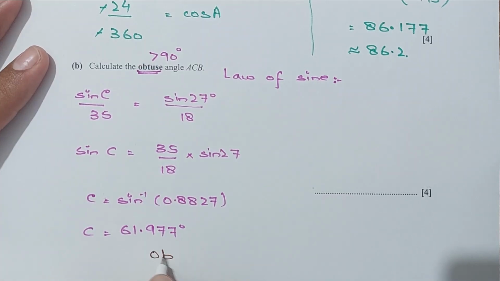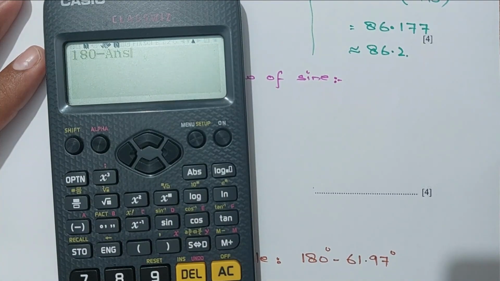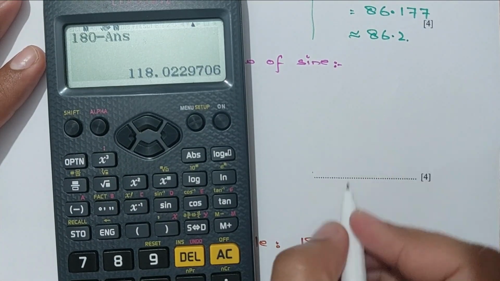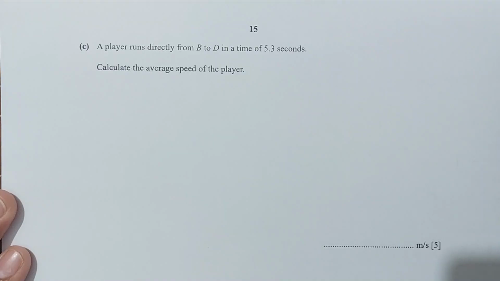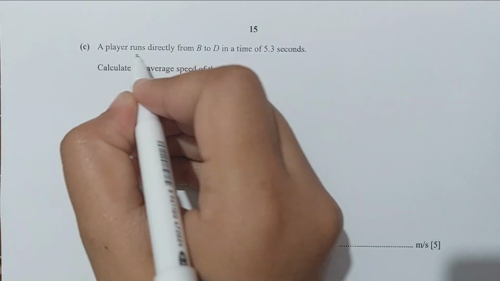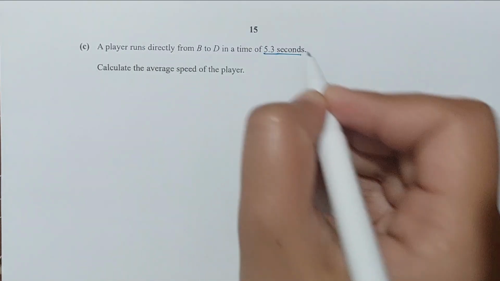Now here we have to use the ambiguous case because we need to find the angle more than 90. So for the obtuse angle, from 180 degrees we have to subtract this angle, 61.97. 180 take away the answer. This is an obtuse angle, which is 118.0 degrees.